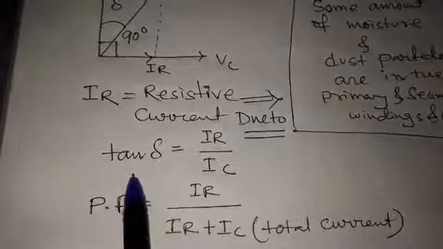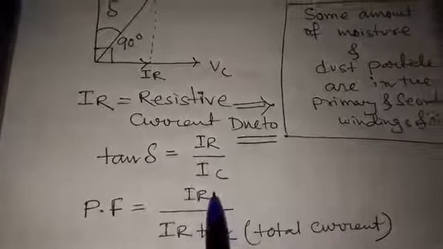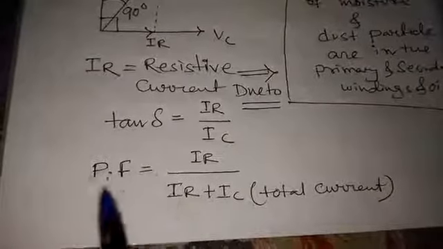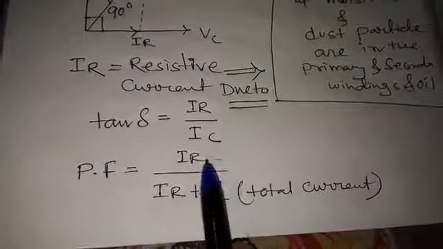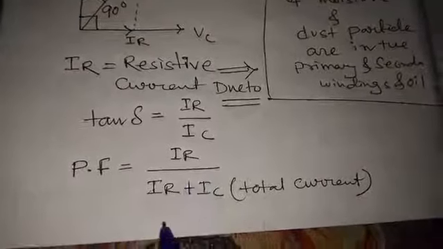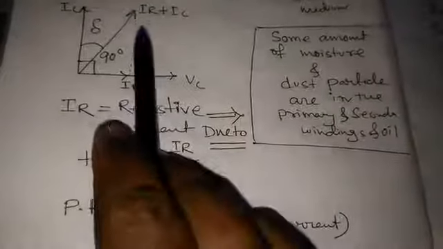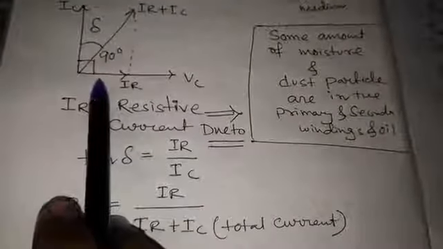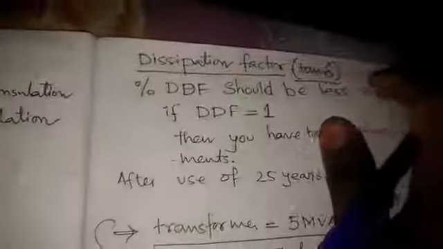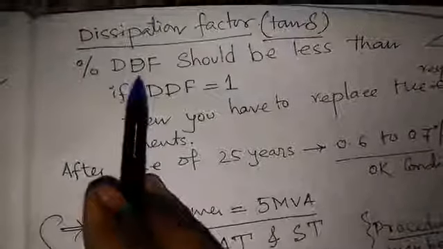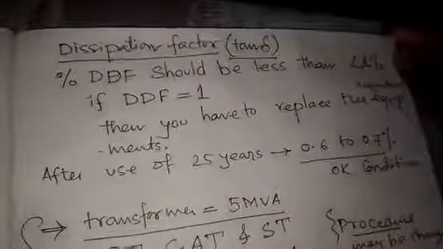So tan delta is equal to IR by IC, resistive current by capacitive current. If we discuss the power factor, then the power factor is IR, the resistive current, divided by the total current. What is the total current? Total current is IR plus IC. So IR divided by IR plus IC is the power factor. Another name for tan delta is the dissipation factor. So the percentage of DDF should be less than 1%.